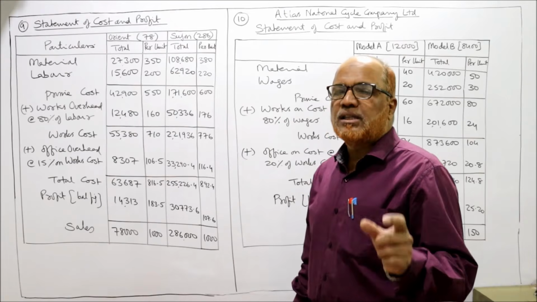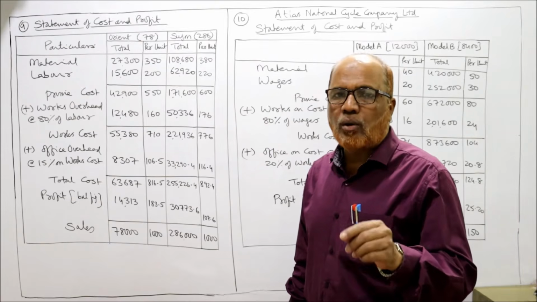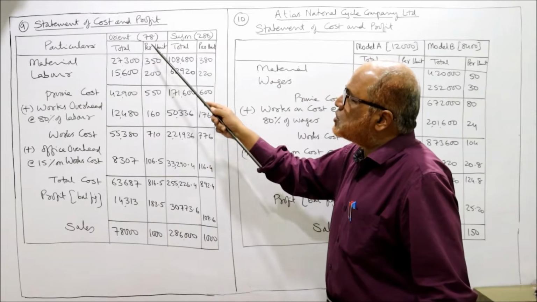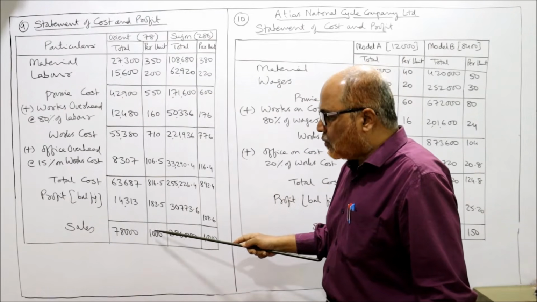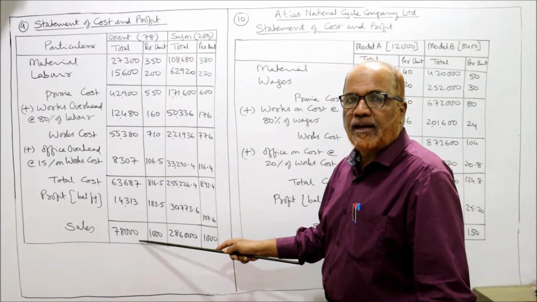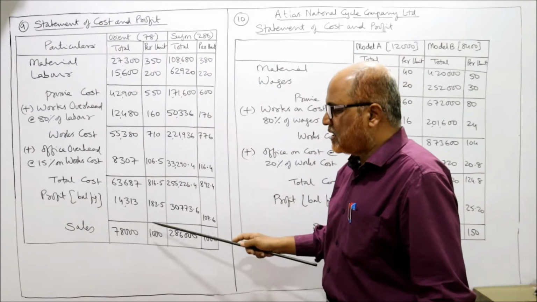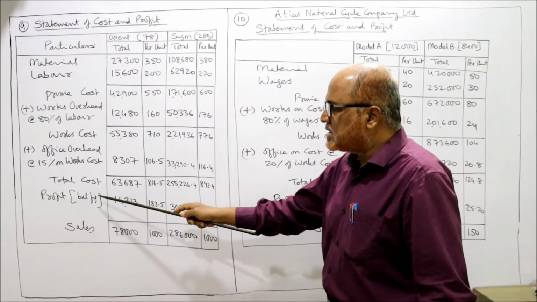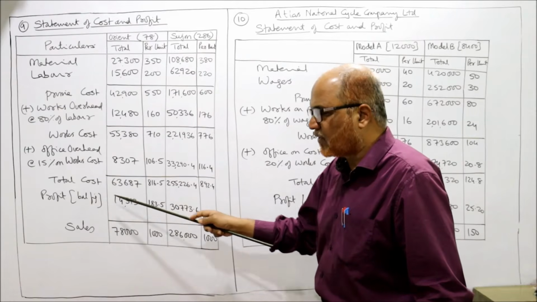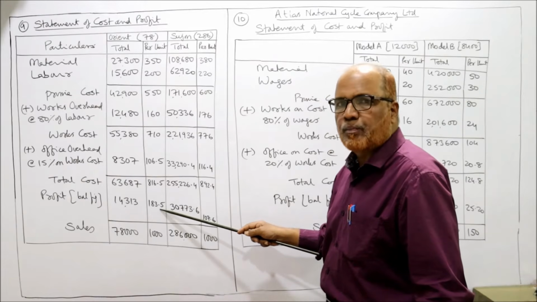Sales. In the problem it is given, the selling price of each radio set is 1,000 for both the models. So I have taken 1,000. How many radios are sold? 78. So 78 into 1,000, you will get 78,000 total sales. Now balancing figure, 78,000 minus 63,687, 14,313 is the profit. Similarly, 1,000 minus 816.5, 183.5 is the profit per unit.